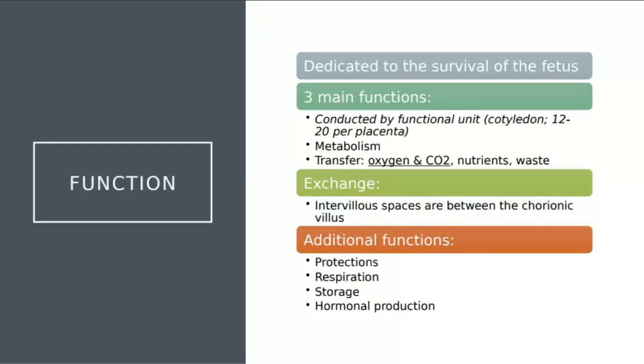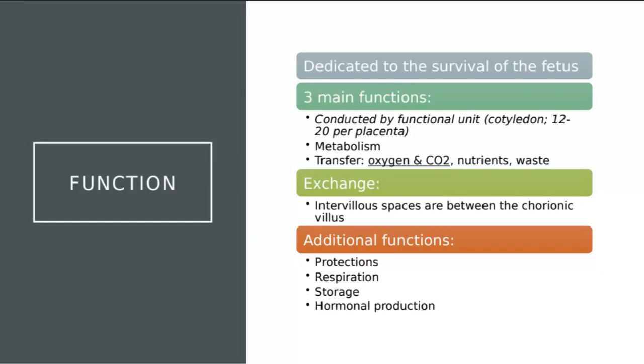So the function of the placenta, like we said, is dedicated to the survival of the fetus. It's going to have three main functions. One is going to be the transfer of oxygen and carbon dioxide, nutrients, and waste. Also going to be responsible for the metabolism of the baby. So this is all going to be done by the functional unit of the placenta. This is known as the cotyledon. We typically have 12 to 20 per placenta, and these are kind of what give the placenta this sort of grape-like appearance in terms of its bulkiness.